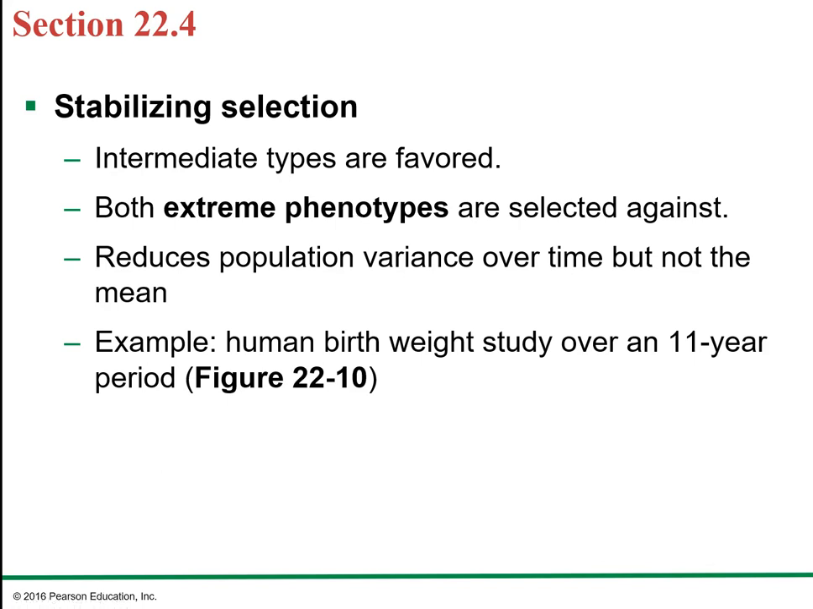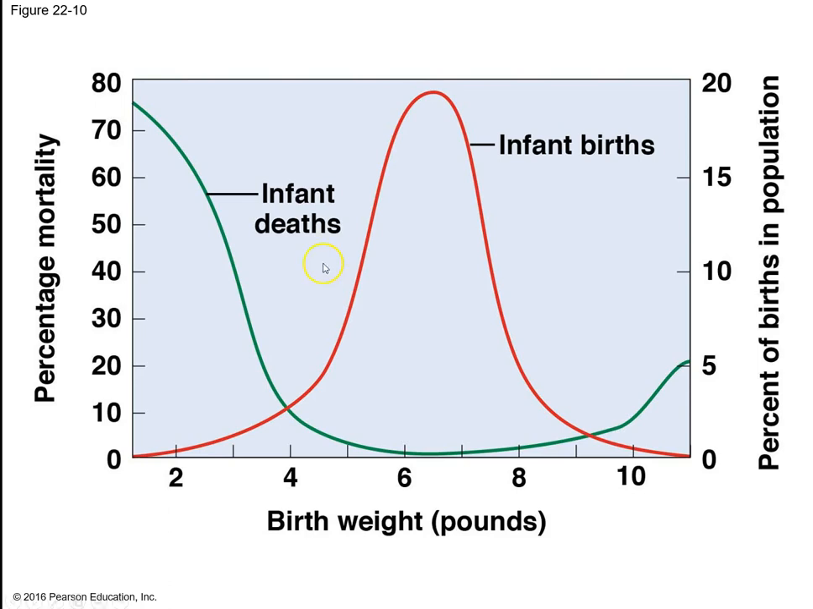So both extreme phenotypes are selected against, and the median or mean, the intermediate phenotype, is what is selected for. The best example of this is human birth weight. If you look at this figure, this is showing you a study, I guess over about 11 years, of percentage of mortality. This is birth weight, and this is percent of births in the population.